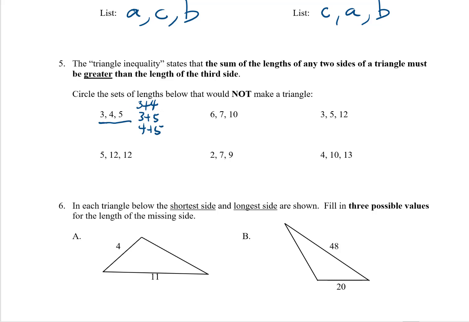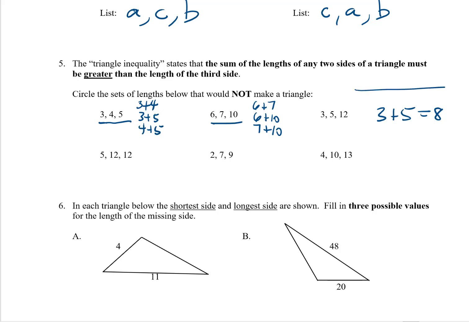We want to circle the ones that would not make a triangle. How about 6, 7, and 10? Again, just check those three things. 6 plus 7, yes, bigger than 10. 6 plus 10 is obviously going to work. 7 plus 10 is bigger than 6, so that one's just fine. Aha, here's one that doesn't work. 3 plus 5 is 8, and 8 is not bigger than 12. So you cannot have a triangle with sides of 3, 5, and 12.